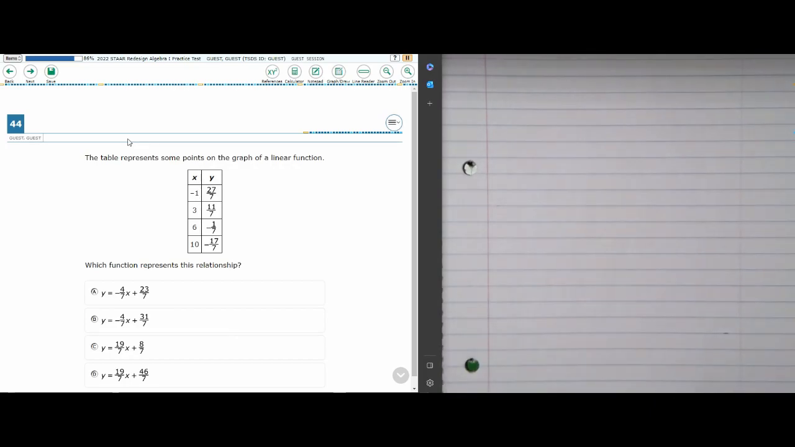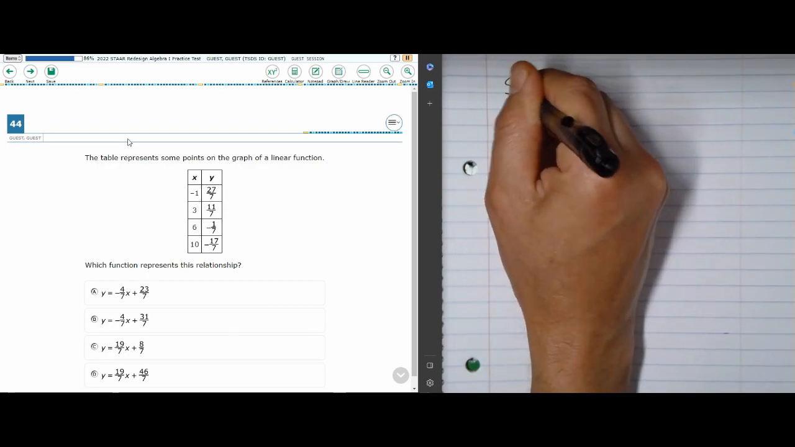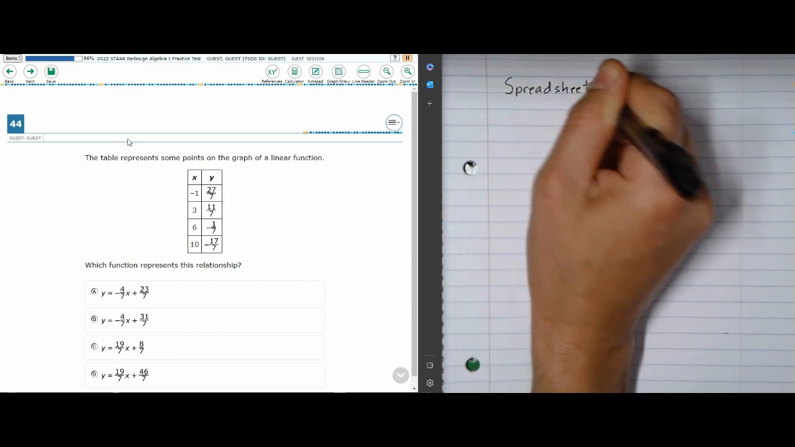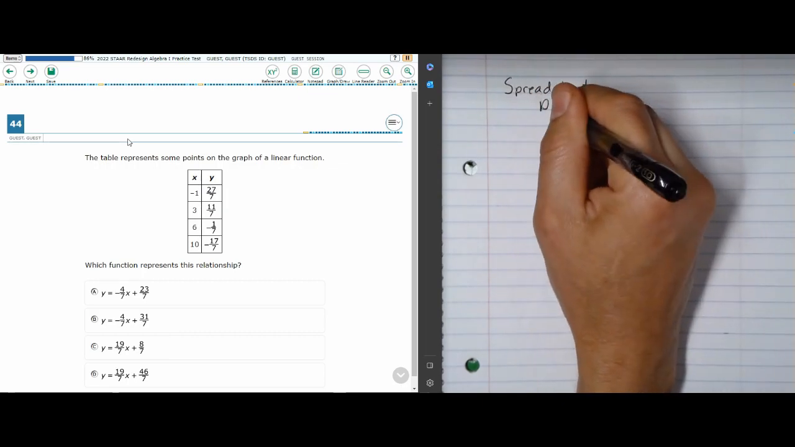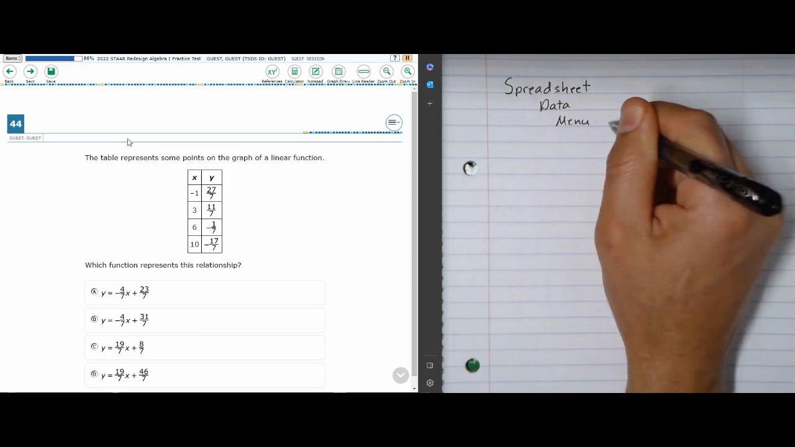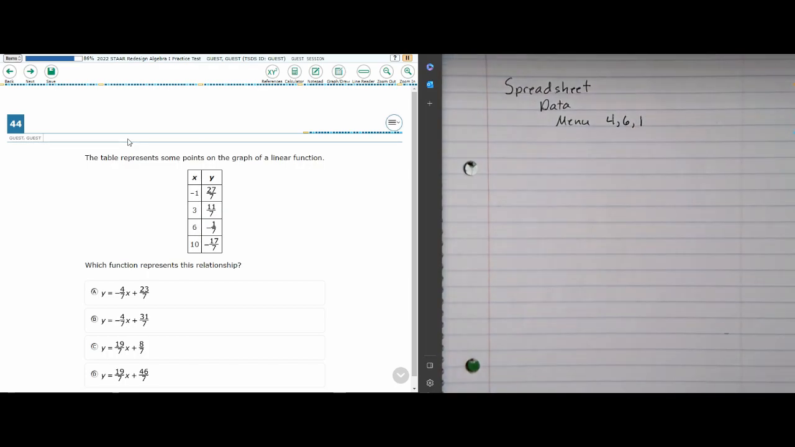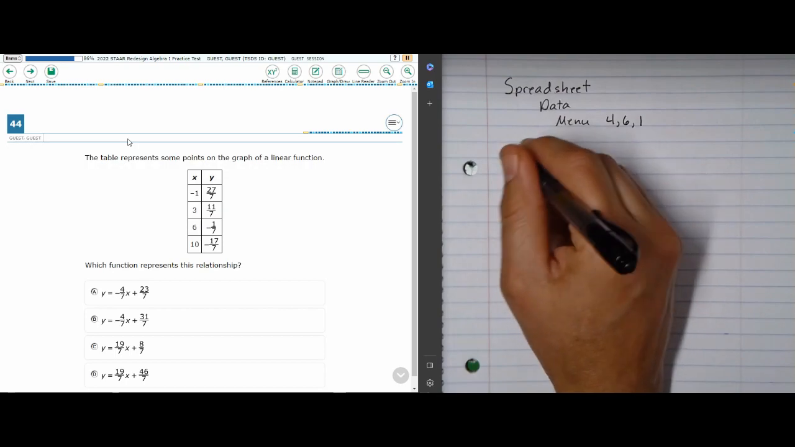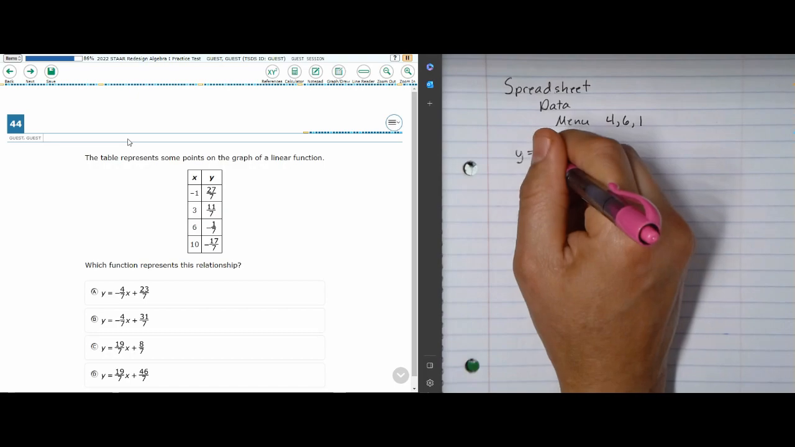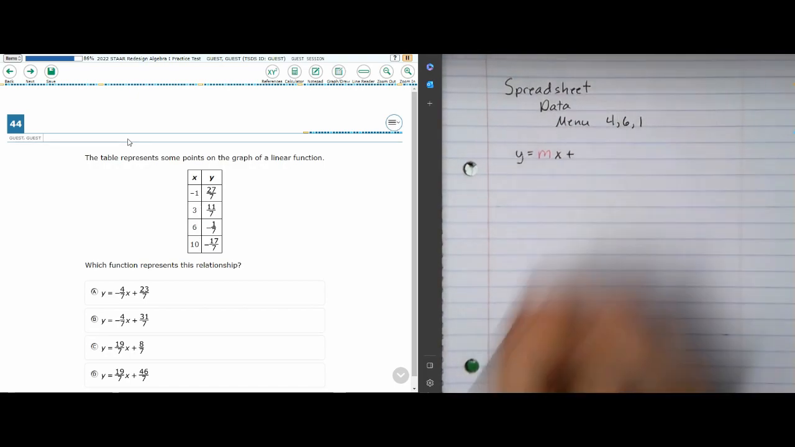However, I think the easiest way to do this is just to go straight to spreadsheet. Honestly, I wouldn't do it any other way. So I'm going to write spreadsheet right here. Once we go to spreadsheet and enter our data, we're going to go to the data page, and then we're going to go to menu. And since it said it was linear, we're going to do 4, 6, 1 to get our linear regression, which is going to give us our equation. And our equation, right, we have y is equal to m, which is our slope or rate of change, x plus b.